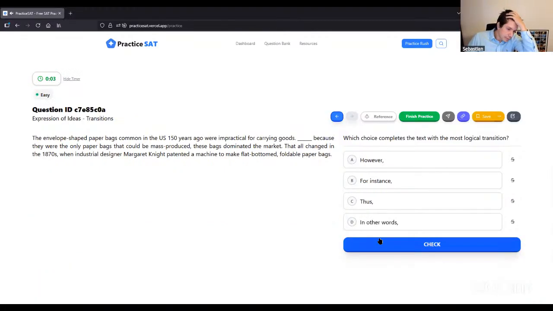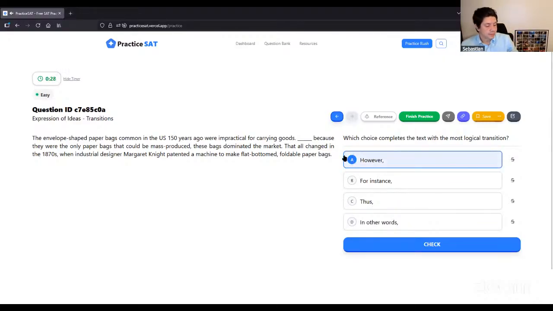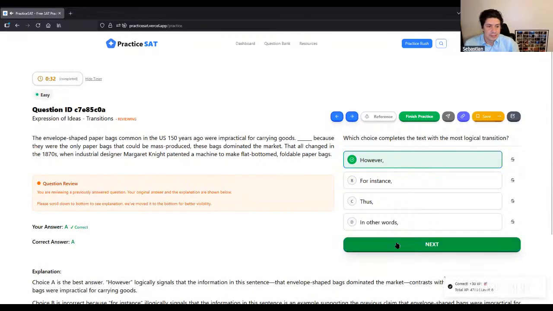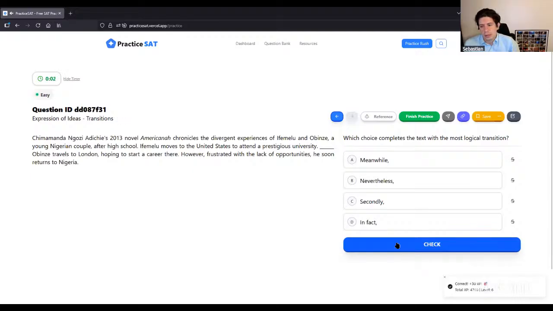The envelope-shaped paper bags common in the US 150 years ago were impractical for carrying goods. Blank. Because they were the only paper bags that could be mass-produced, these bags dominated the market. That all changed in the 1870s to make a flat-bottomed foldable paper bag. So there's a pivot here, right? Because the first part, they're saying they're bad for goods, so you wouldn't expect them to be used all the time, but they were. So that, however, sets that up. All right, transitions.